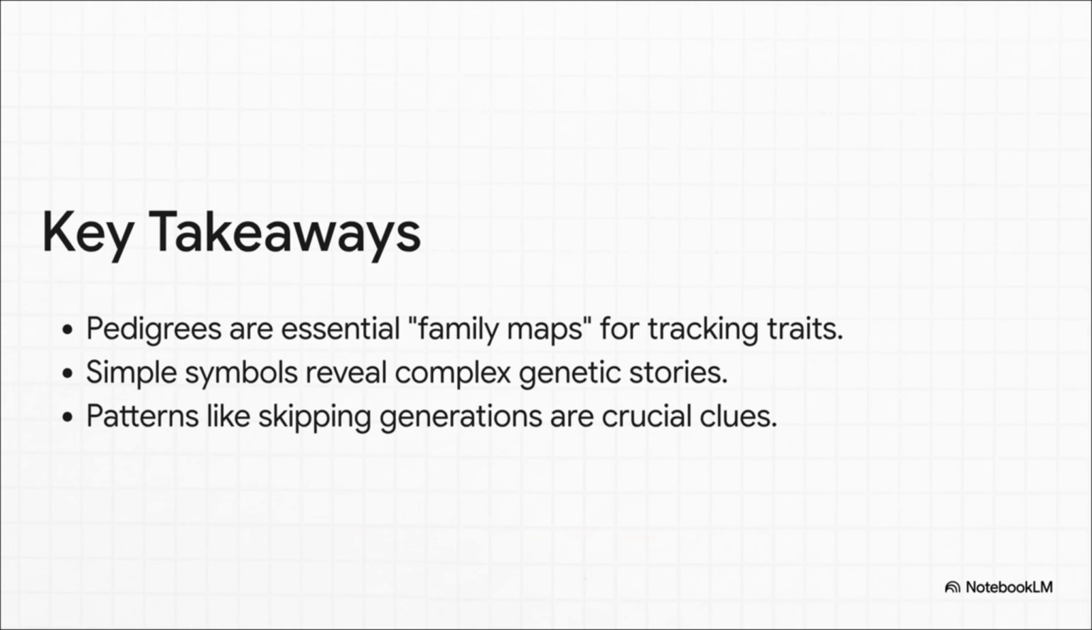So, if you're going to take anything away from this explainer, let it be these three things. First, pedigrees are the essential family maps we use when we can't do experiments. Second, a few incredibly simple symbols can reveal some really complex genetic stories. And third, the real detective work, the key to it all, is spotting those patterns, like a trait that skips a generation or one that mostly affects one gender.